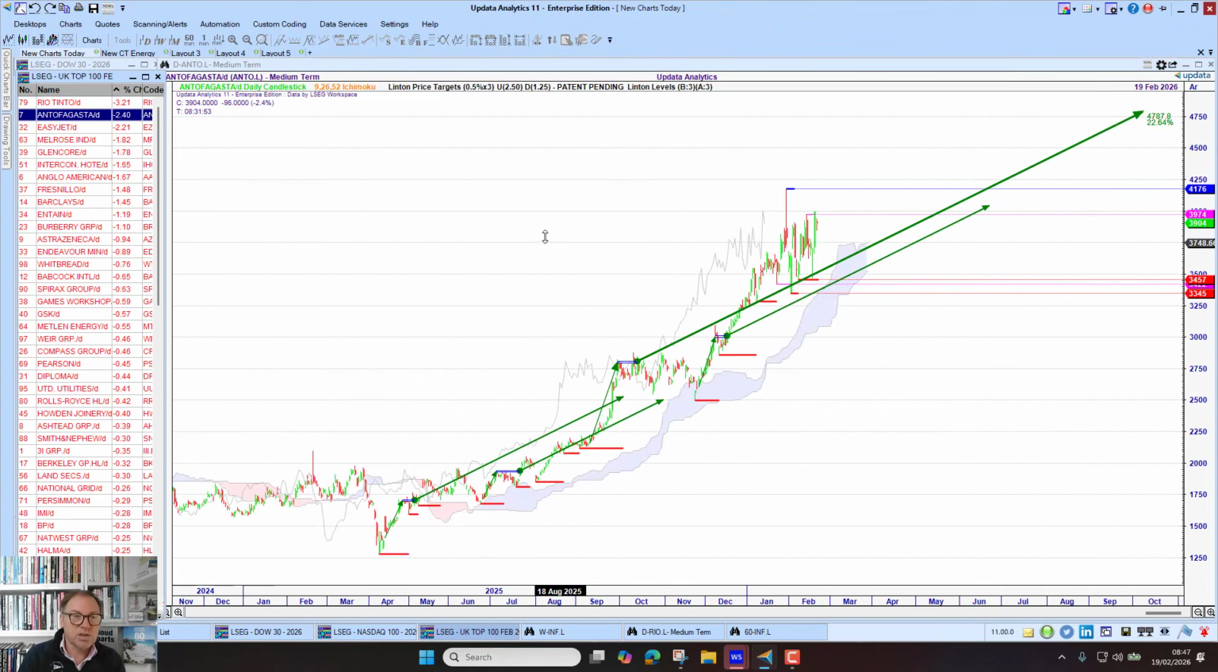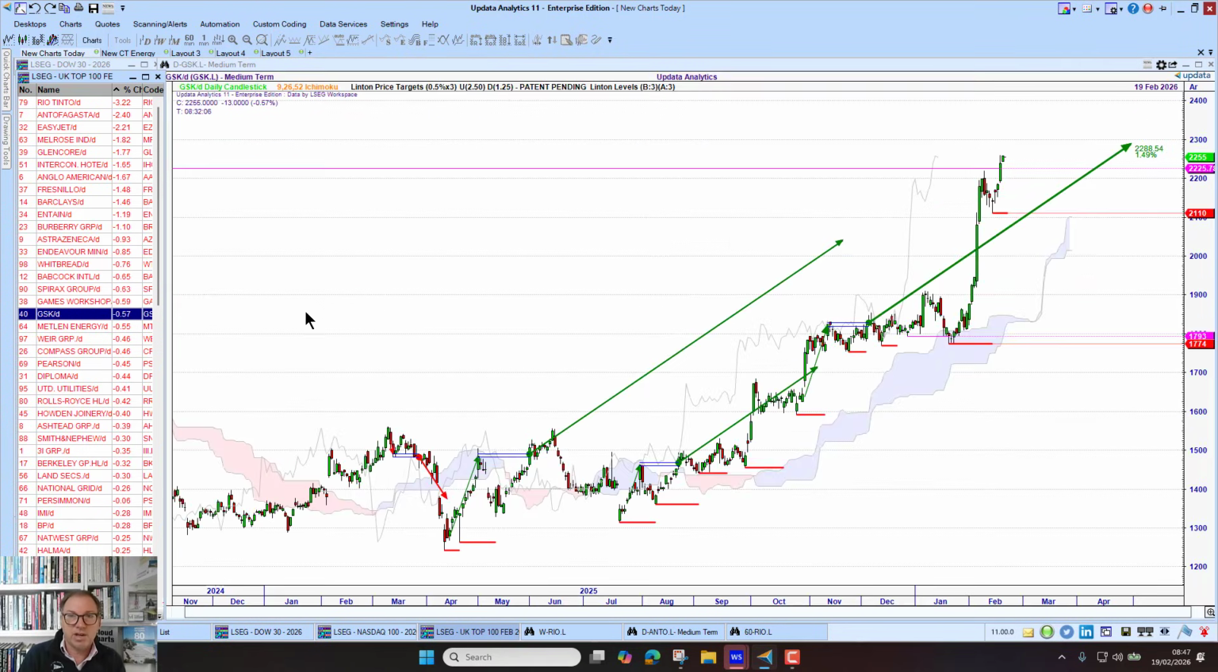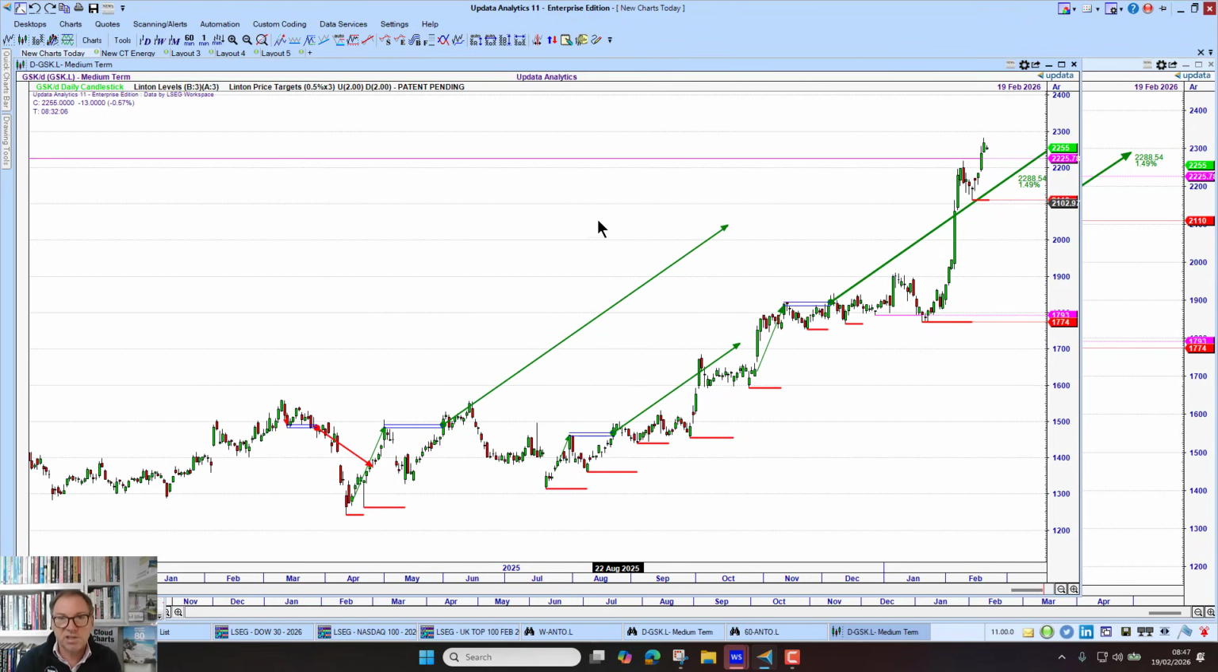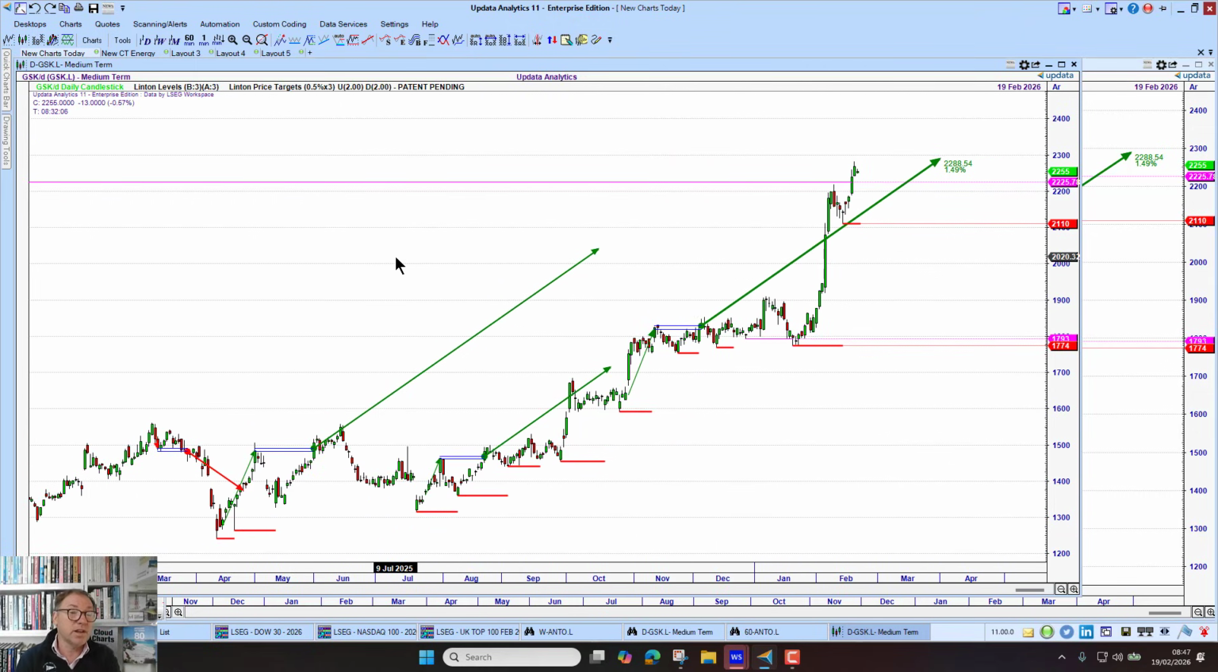And of course, you can do this on any chart you like. So you can just literally go, grab the chart, and just hit the T key and it puts the targets on straight away. You can do that on TradingView or on Bloomberg as well, of course.